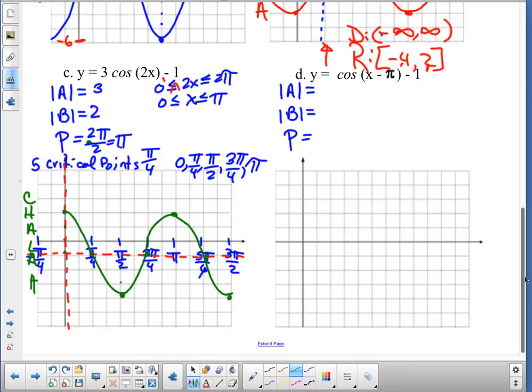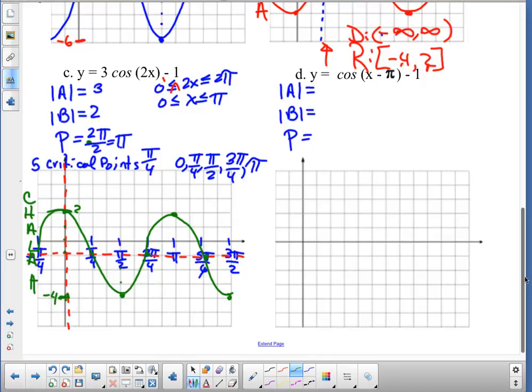Try to get it going here. And that's my cosine curve. And I look at my range. I don't have really a pretty drawing here, do I? But I look at my range. 1, 2, 3, 4. So it's down here at -4. 1, 2, 3, -4. I'm up here at 2.